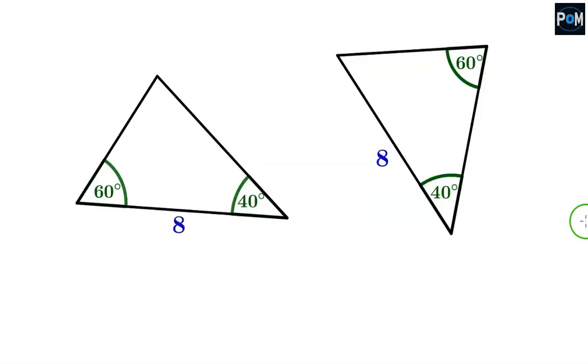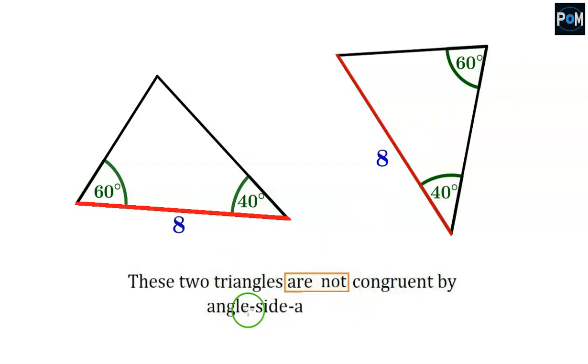Can we now determine that these two triangles are congruent? In the first triangle, we have angles of 60 and 40 degrees, and we have a side that is 8. In the other triangle, we also have angles of 40 and 60 degrees, and a side of 8 as well. But let's look here at the red side 8. The angles of 60 and 40 are as if they're attached to it. 60 and 40 are attached to 8. Over here to the 8, well, maybe it's attached a 40-degree angle, but definitely not a 60. So, for sure, these two triangles are not congruent based on the angle-side-angle theorem.